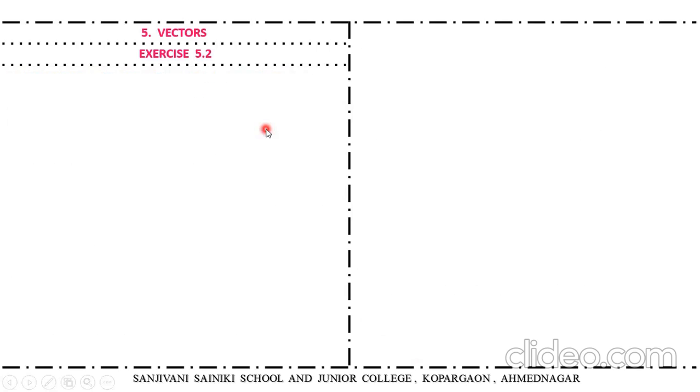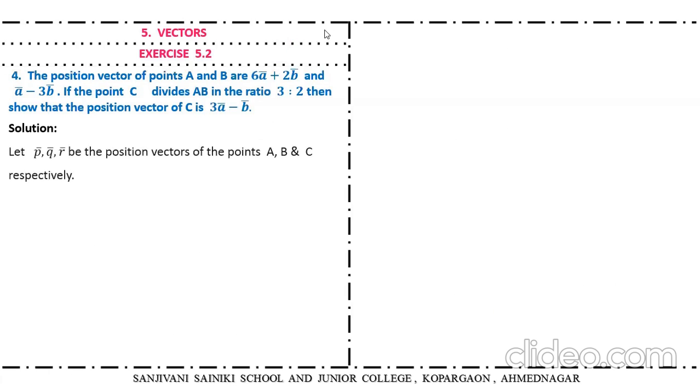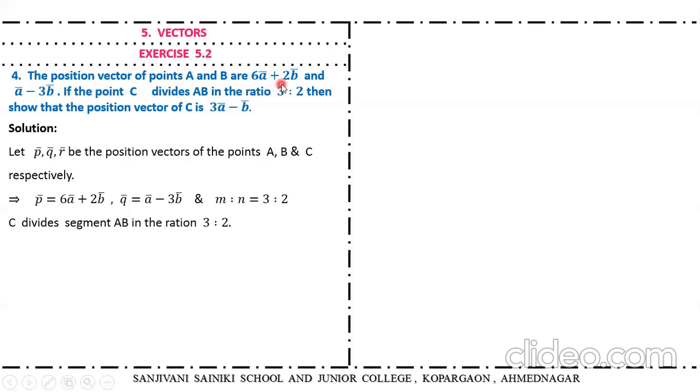Now next, the position vectors of points A and B are 6a bar plus 2b bar and a bar minus 3b bar. If the point C divides AB in the ratio 3:2, then show that the position vector of C is 3a bar minus b bar. Let p bar, q bar, r bar be the position vectors of the points A, B and C respectively. Okay. So it is given that p bar is 6a bar plus 2b bar, q bar is a bar minus 3b bar, and also the point C divides AB internally in the ratio 3:2.